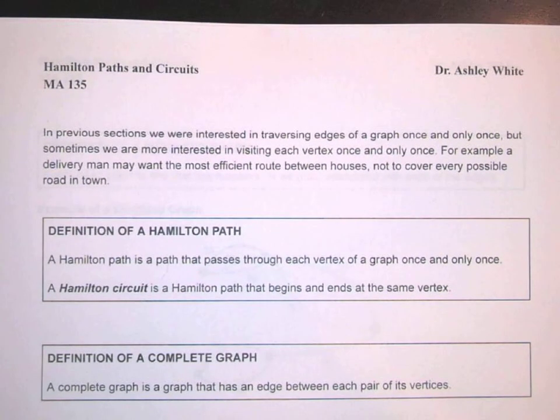We're going to talk about the traveling salesman problem, but before we do that, we need to define a complete graph. So a complete graph is a graph that has an edge between each pair of its vertices. So for any two vertices on the graph, there's a single edge connecting them.